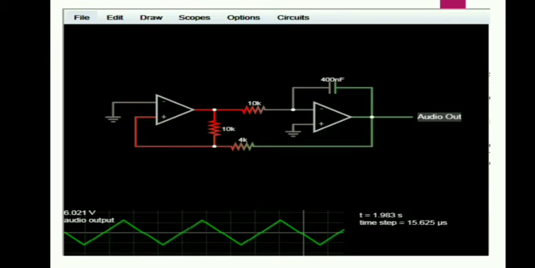When the input reaches ground, the first op amp's output will switch the polarity and the integrator will switch the direction, forming the other half of the triangle. When the first op amp switches polarity again, a new cycle will begin. In this manner, a triangular waveform is generated repeatedly.